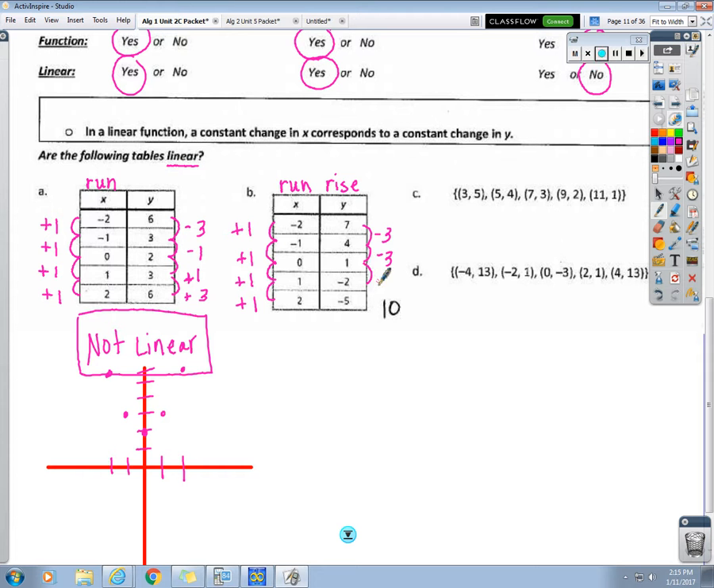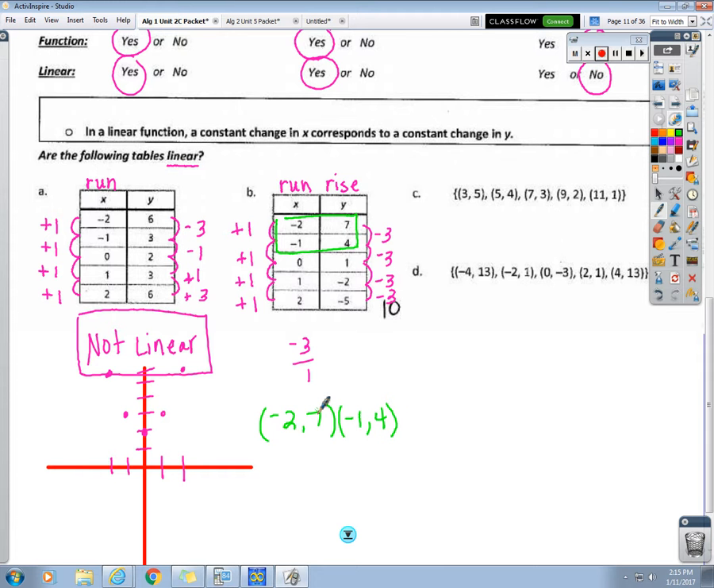1 minus 3 is negative 2. Negative 2 minus 3 is negative 5. So wouldn't that be a slope of negative 3 over 1? Because you always put your rise over your run. Now let's confirm that that is indeed the slope by picking 2 points. Not that you have to do all this for every problem, I'm just showing you multiple ways to figure out if it's linear.